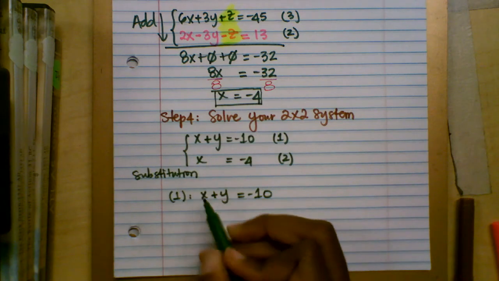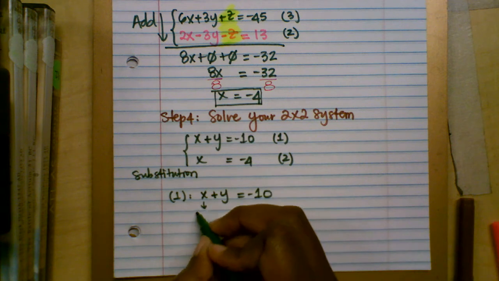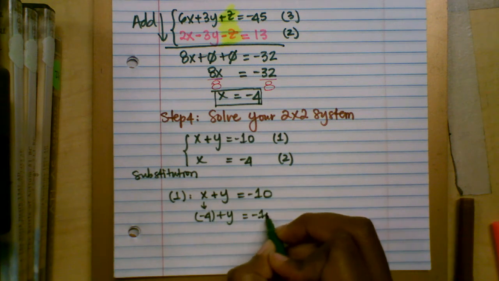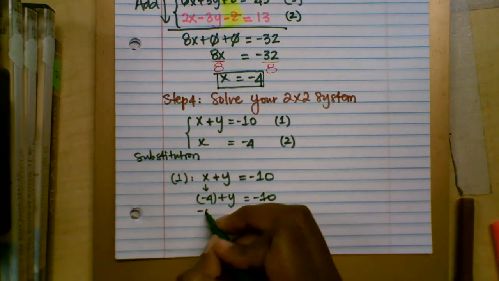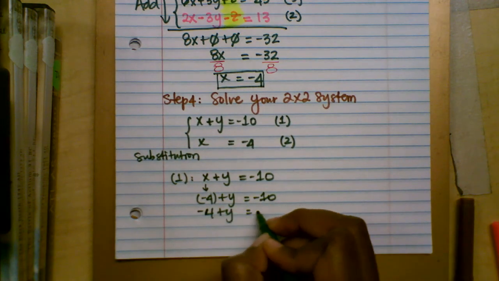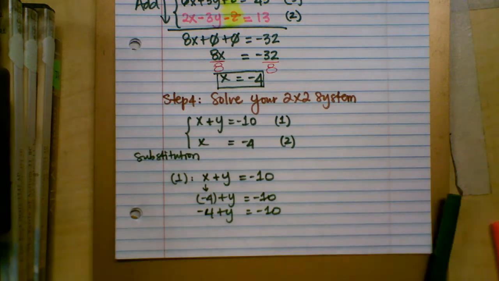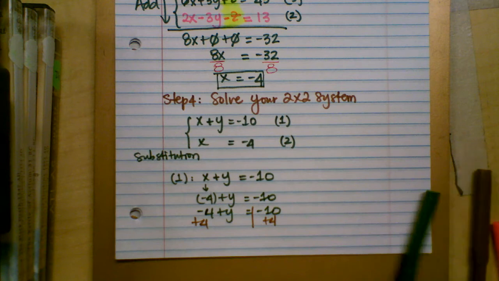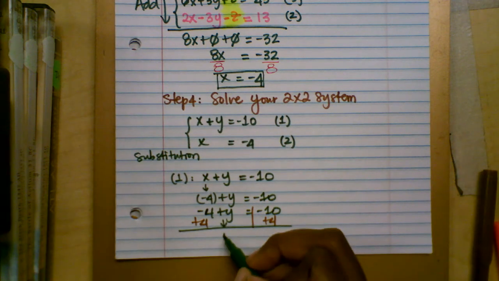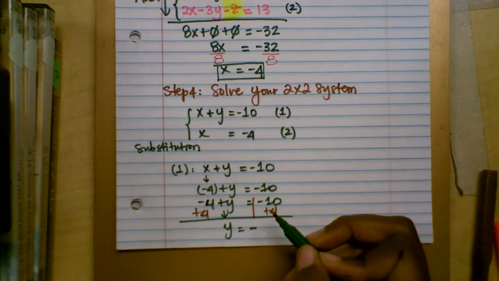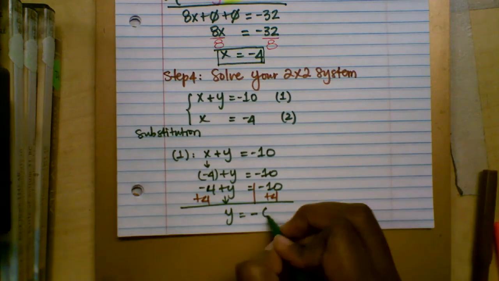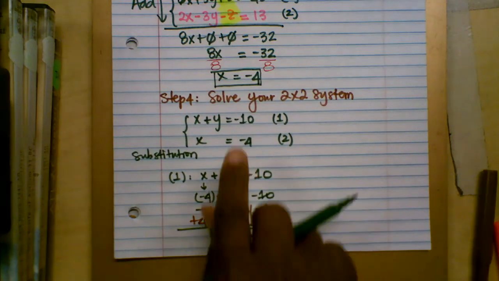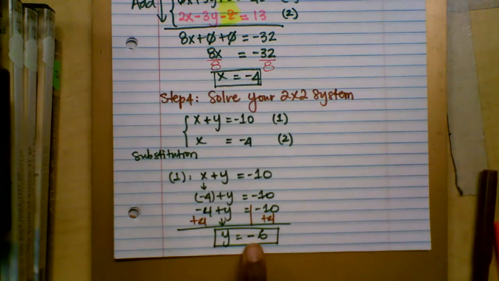What do we know about x? I know x is negative 4. So I'm going to plug in negative 4 plus y equal negative 10. I want to get y alone, so I'm going to add 4 on both sides. So the new equation is y equal negative 6. So I know now that x is negative 4 and y is negative 6.